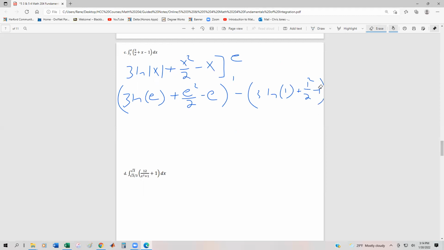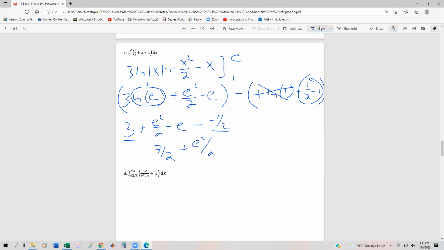Now we're going to have to do a little bit of computation here. No big deal. The natural log of e, ln and e are inverses, so that's a 1. The natural log of 1 is 0, so that goes away. And so when we simplify this a little bit, we get 3 plus e squared over 2 minus e minus, so this is going to be a negative 1/2. And the last thing we could do is just combine that with 3. So that's going to wind up being 7/2 plus e squared over 2 minus e.